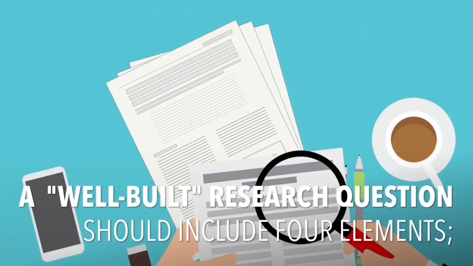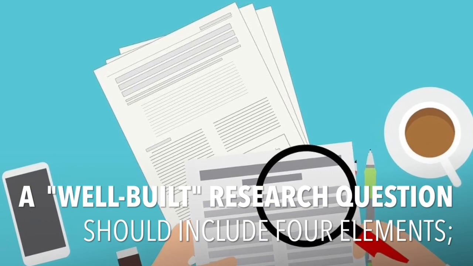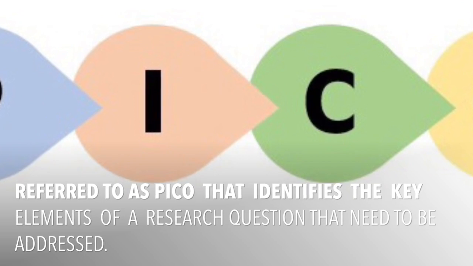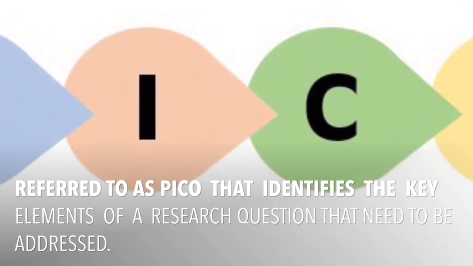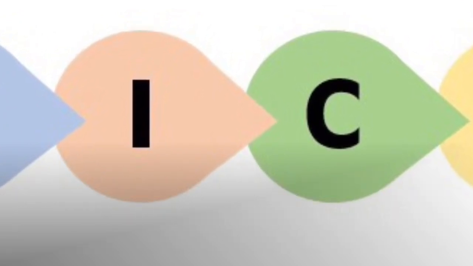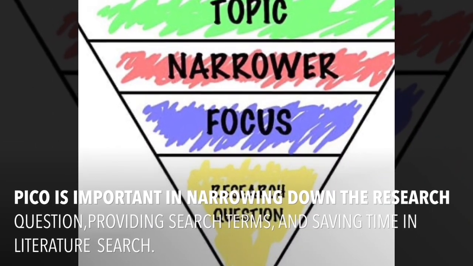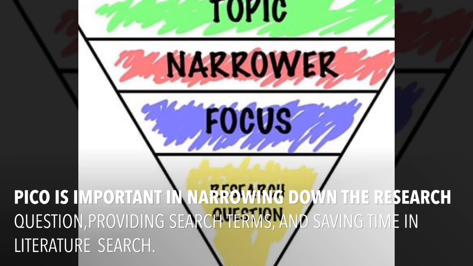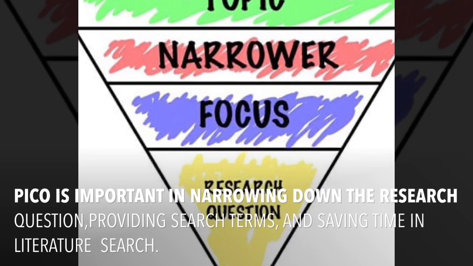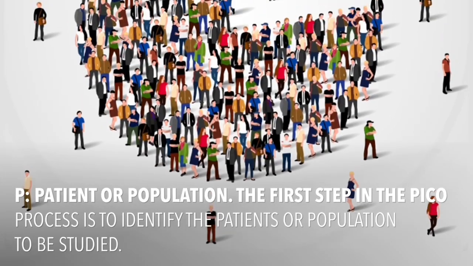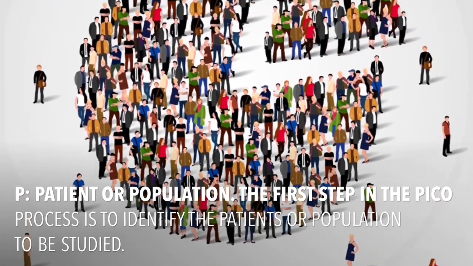A well-built research question should include 4 elements, referred to as BICO, that identify the key elements of a research question that need to be addressed. The BICO concept is important in narrowing down the research question, providing terms to search and saving time in searching literature. The P in BICO stands for patient or population.